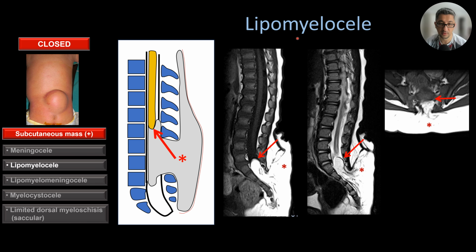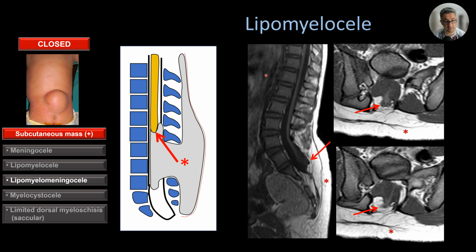Here is an example of lipomyelocele. The placode-fat interface is within the spinal canal, and there is increased subcutaneous fat on T1 and T2 weighted images, and here on the T1 weighted images on the axial. There is also a low-lying cord attached to this fat. Another example of a lipomyelocele, the placode-fat interface is within the spinal canal, and there is a low-lying cord attached to this fatty tissue.